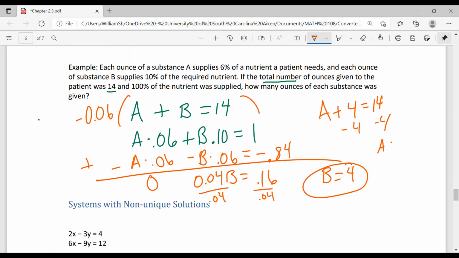And we're good to go. So he needs 10 ounces of substance A and 4 ounces of substance B to get his 100% of the nutrients supplied. And we have solved this word problem.